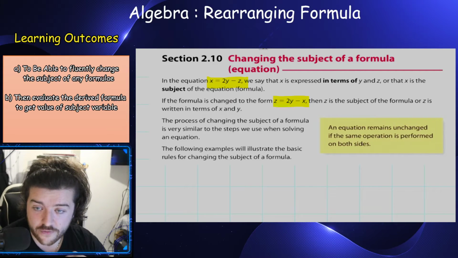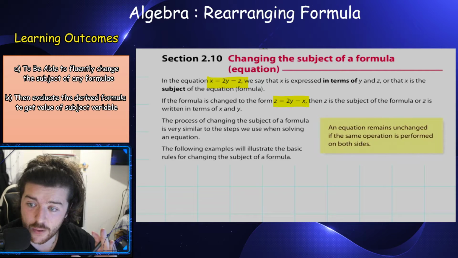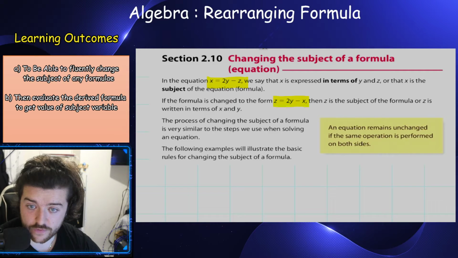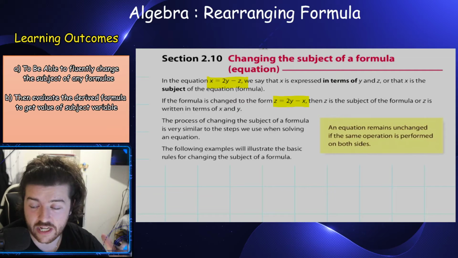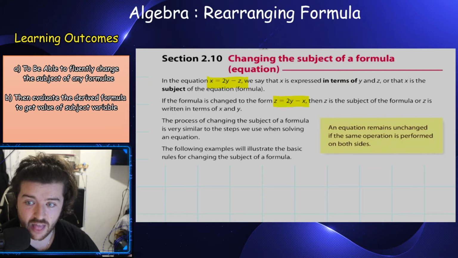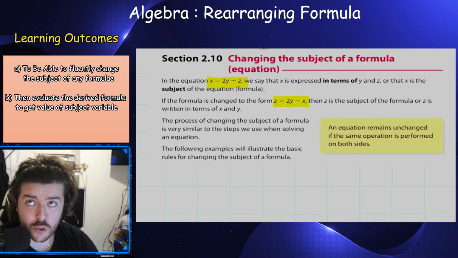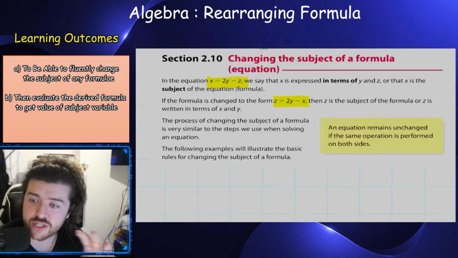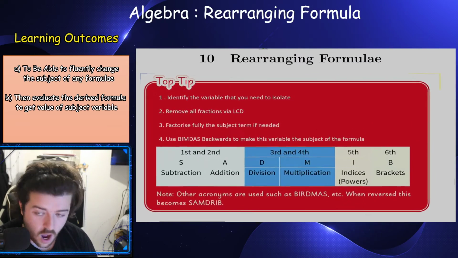here, I just manipulated the formula in a way where I just got z on its own. Z is now the subject of the formula because it's on its own and is written in terms of the other two variables. So this process is called changing the subject of the formula or rearranging the formula. The process of changing the subject of a formula is very similar to solving equations. I have some basic rules that will help us, but all the general rules from solving equations carry over into this topic. So, what are the rules?